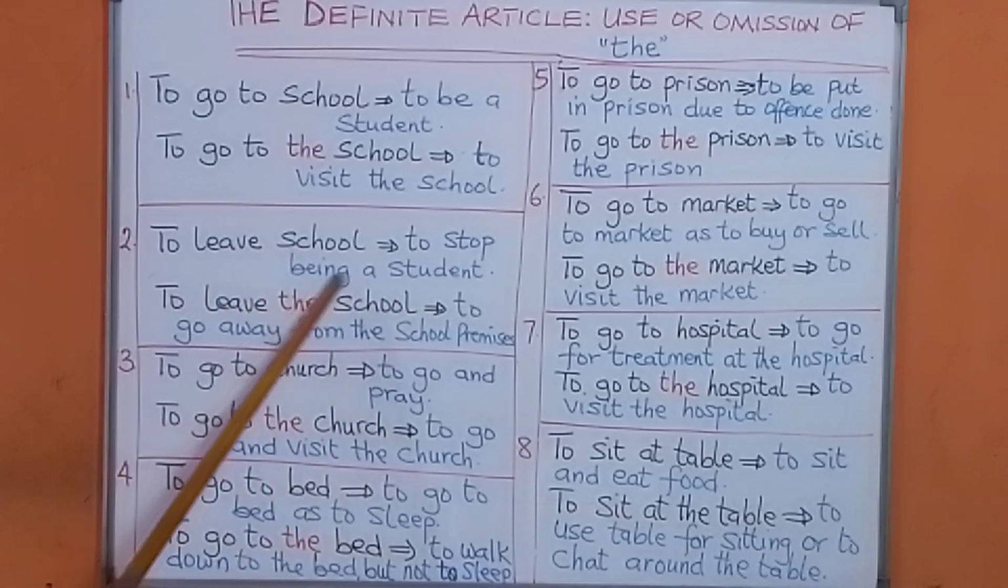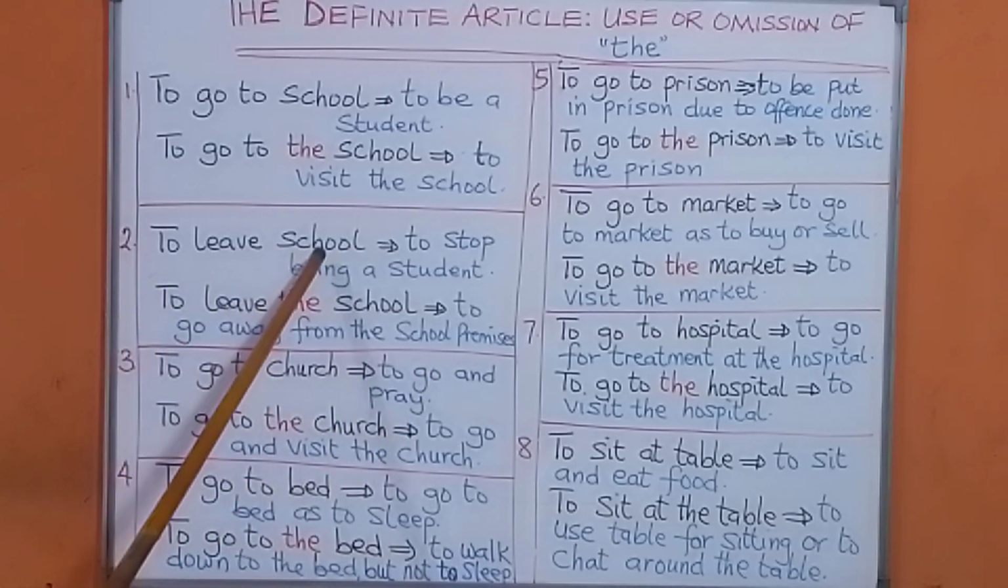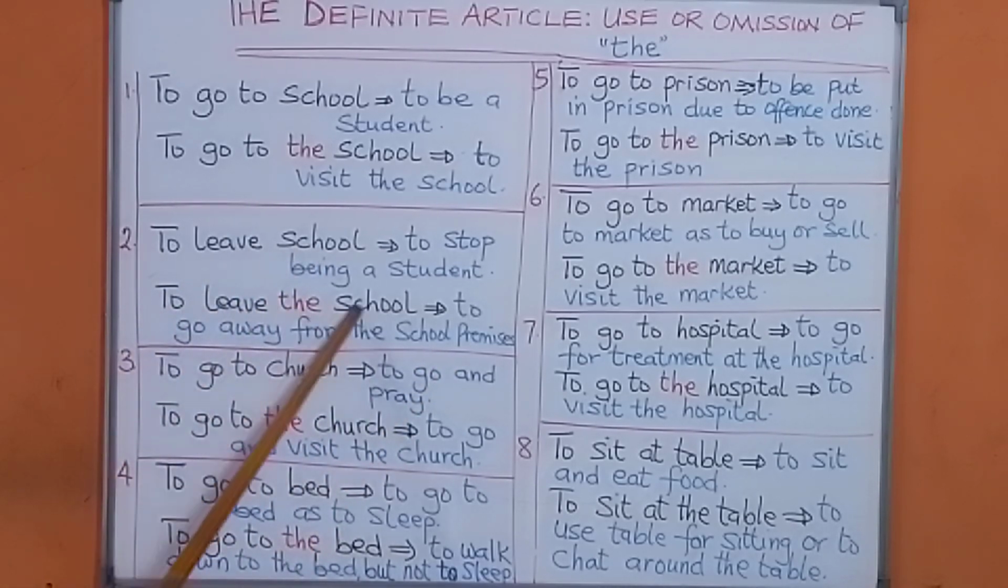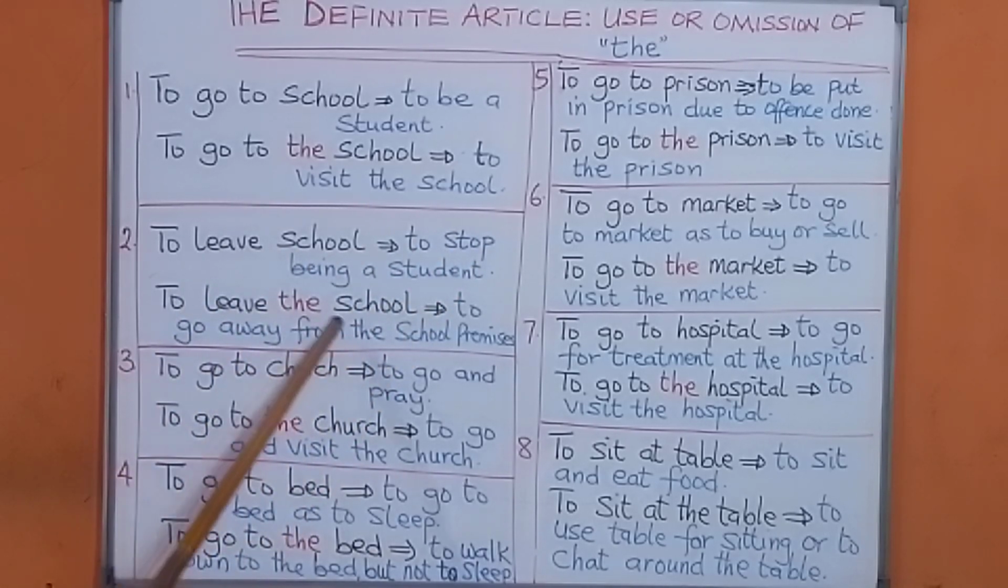But when you say "to leave the school", it means to go away from the school premises. "He has left the school" means he has gone away from the school premises. So, to leave school is not the same as to leave the school. To leave school means to stop being a student. To leave the school means to go away from the school premises. Mark the "the" and when you use it, when you omit it.